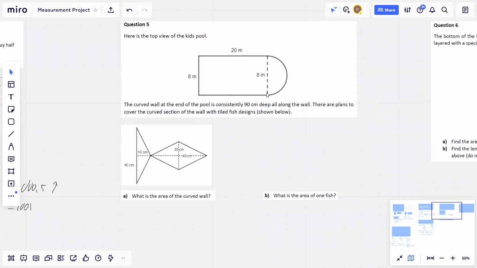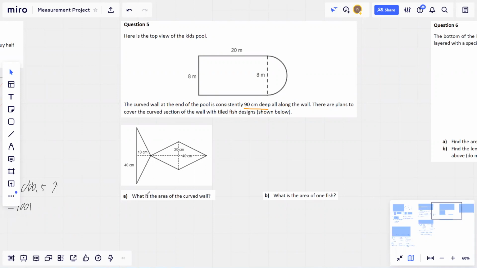And for question 5, we have the top view of the kid pool. That's how we see it from the top. The curved wall at the end of the pool is 90 centimeters deep. So in 3D, the depth of the pool would be 90 centimeters. There are plans to cover the curved section. We have this tailed fish.